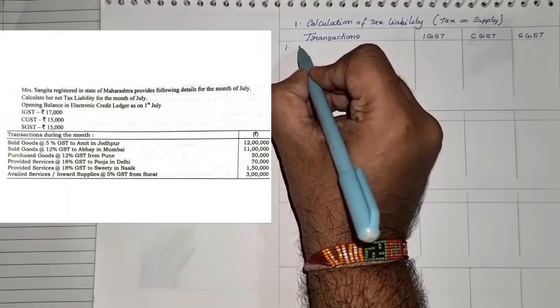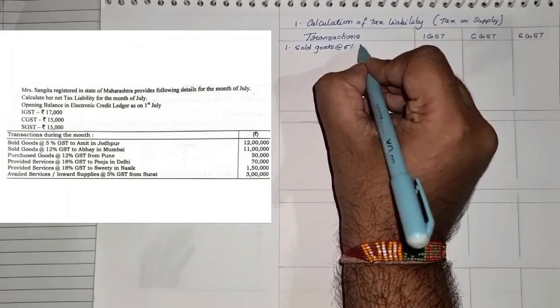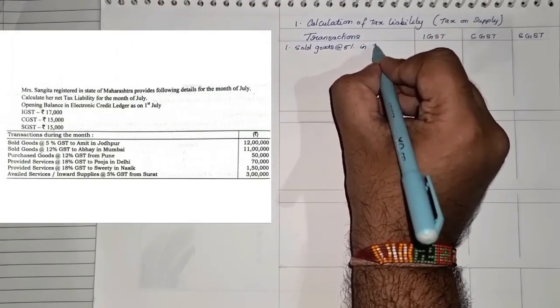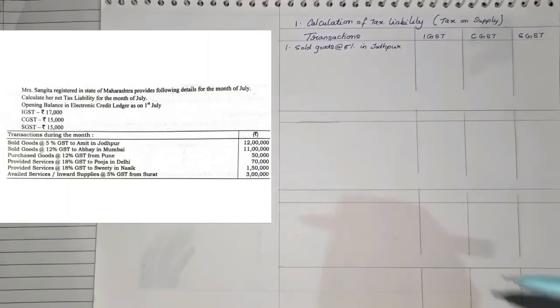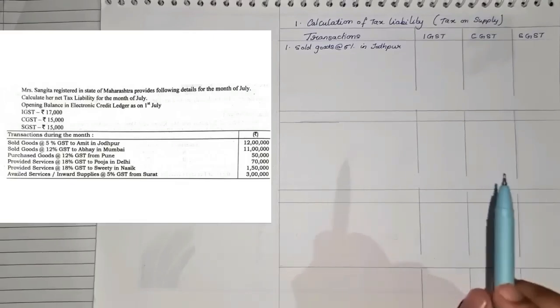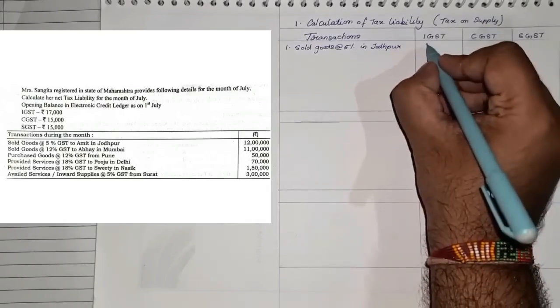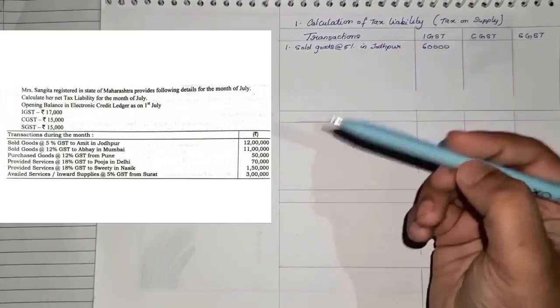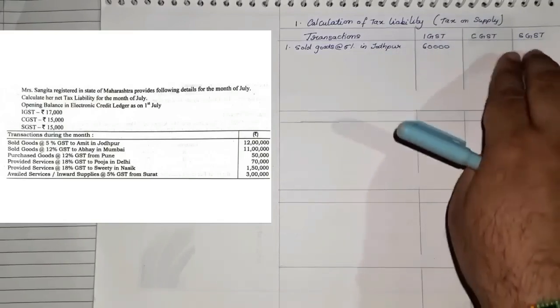So we start. Number 1, it is given sold goods at 5% to Amit in Jodhpur. Now Sangeeta is from Maharashtra and this is Jodhpur, so you're supplying to 2 different states. If it is 2 different states, the entire tax collected will be IGST. Now the amount given in the question is 12 lakhs. I repeat, the amount given in the question is 12 lakhs. So 12 lakhs into 5%, the value comes to 60,000. Remember, whatever value is given, multiply that value by the percentage. If it is IGST, it is the full amount. If it is CGST and SGST, the amount will be split in two parts.